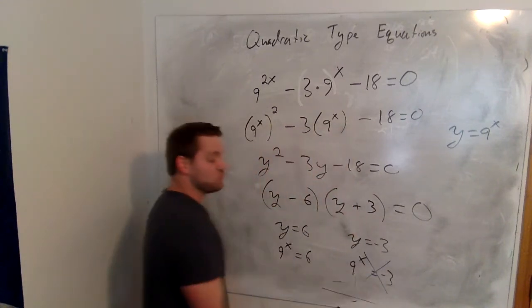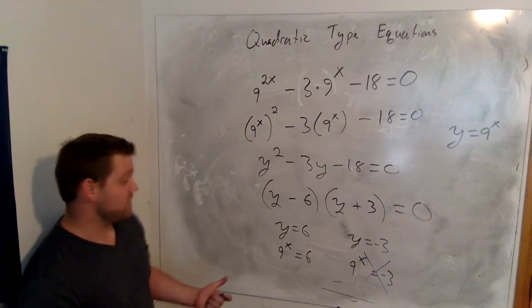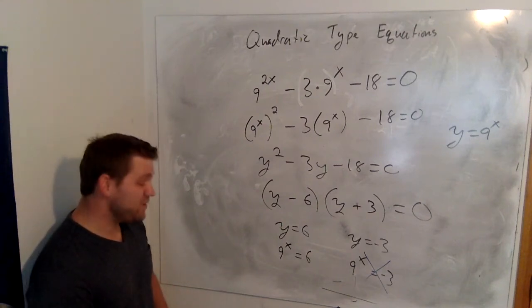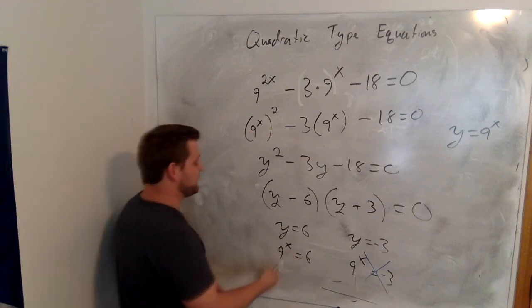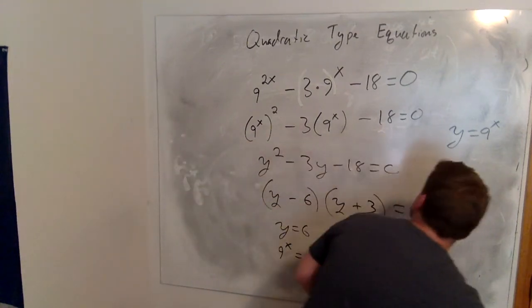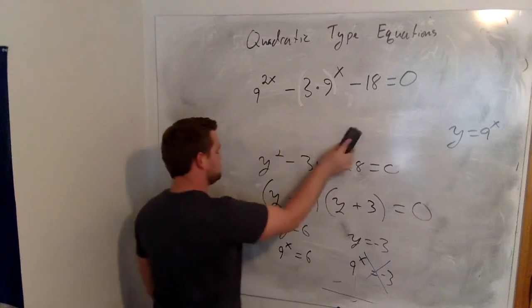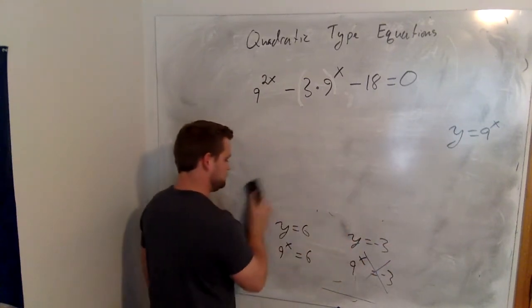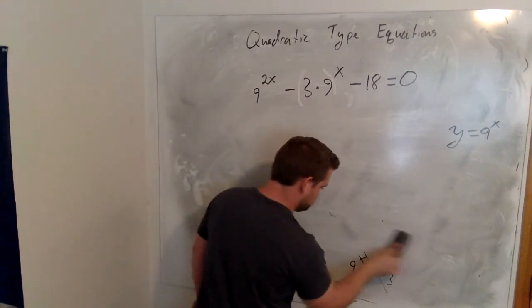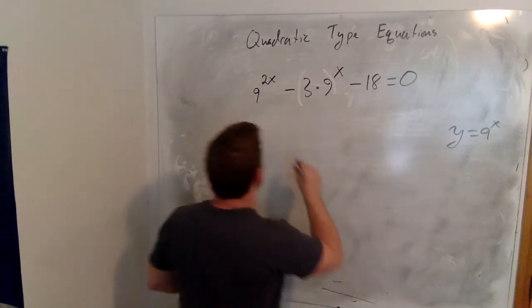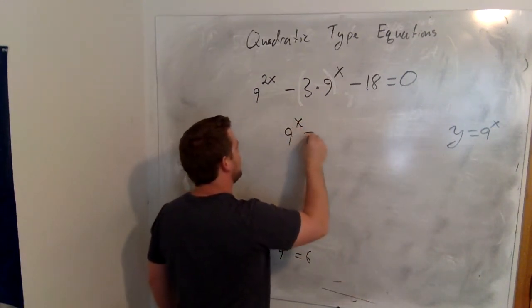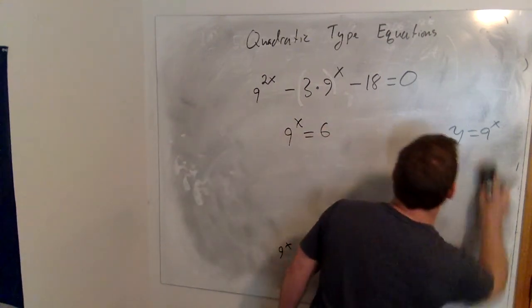You try to take the natural log of both sides. If you're taking the natural log of -3, that's a no-no. So the only one that's going to make sense is us solving 9 to the x equals 6. Okay, let's do that. Okay, so we need to solve 9 to the x equals 6.